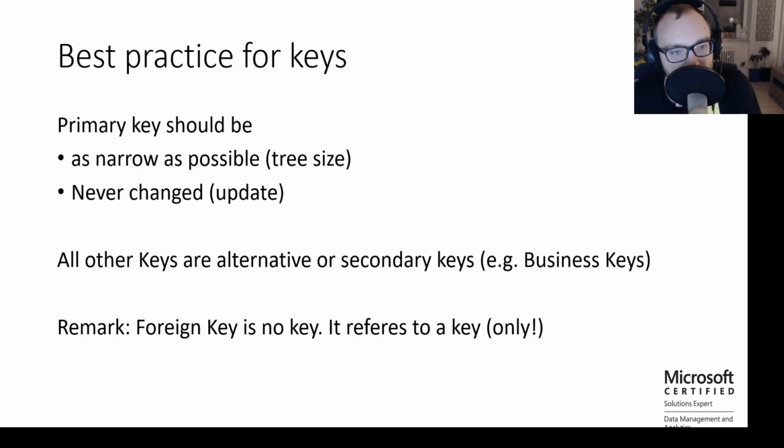Because of those settings, it's best to take int or an 8-byte bigint with an increasing identity column, which is basically best practice. Also a real benefit is if the key never changes, if the key can never change. So an ID is perfect for this because it is just increasing and never changing.